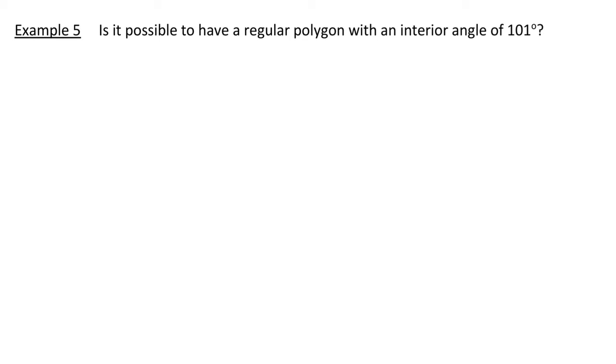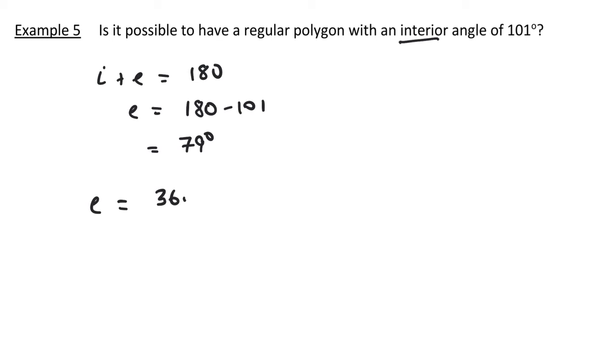Is it possible for a regular polygon to have an interior angle of 101? We're going to use the same technique as in the last example, where we know the interior plus exterior is 180. So the exterior is 180 minus 101, which is 79 degrees. The exterior angle is 360 divided by n, so 79 equals 360 over n. Multiplying up by n, we get 79n equals 360.